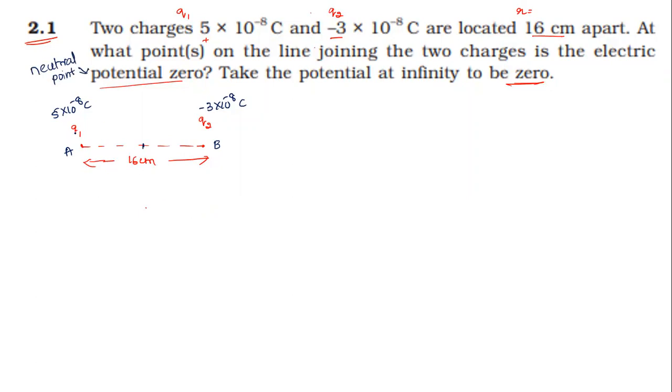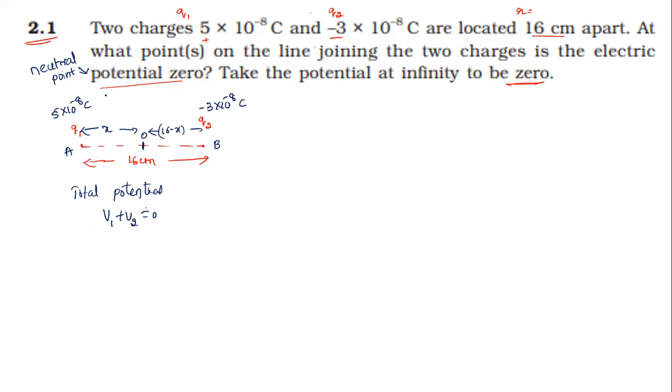Let's say I take the distance from charge Q1. This neutral point is at a distance X, and the remaining distance will be 16 minus X. Now I'm going to find the potential at this point due to Q1 and Q2. The total potential at this point must be zero, right? So the total potential, that is V1 plus V2, must be equal to 0.